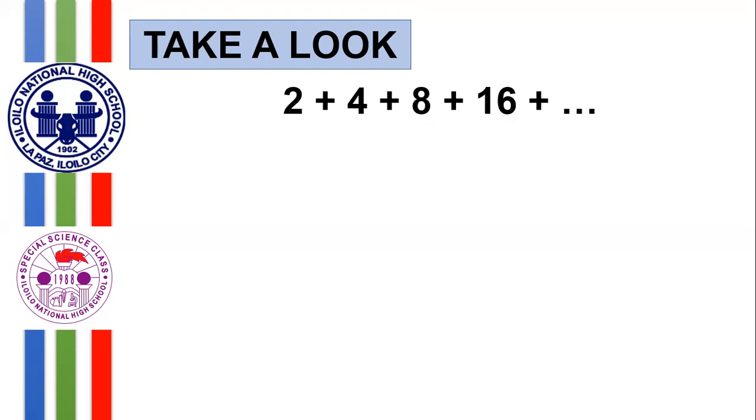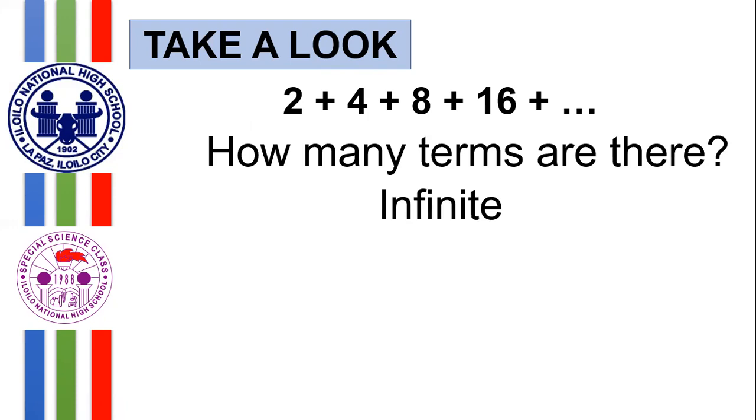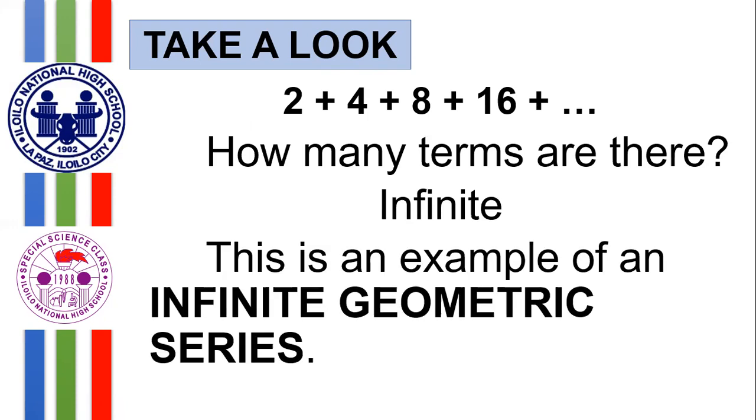However, you could actually see from this particular case that you have a first term, but you don't have a last term, but there is an ellipsis. So this is telling us that there are infinite number of terms in this series, and this is an example of what we call infinite geometric series.